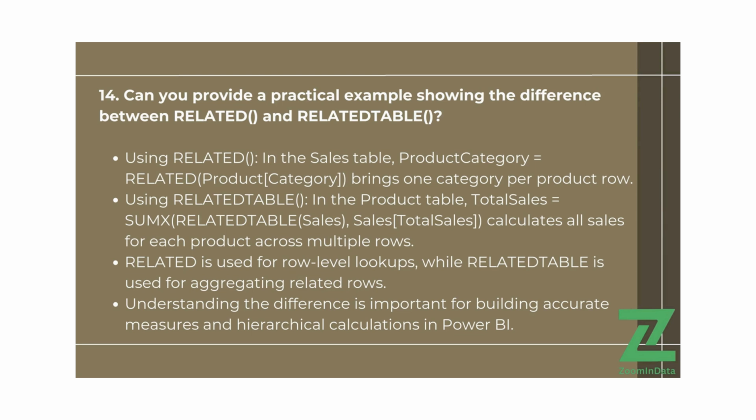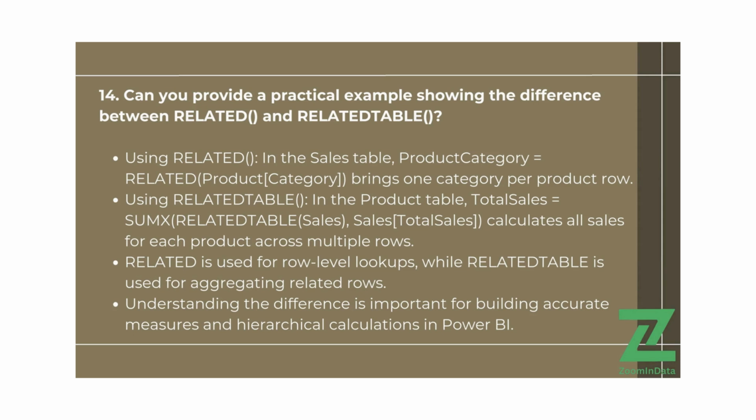Using RELATEDTABLE, Power BI retrieves multiple related rows. For instance, in the product table, a measure like Total Sales equals SUMX over the RELATEDTABLE of Sales, summing the Total Sales column, calculates all sales for each product across many sales rows.